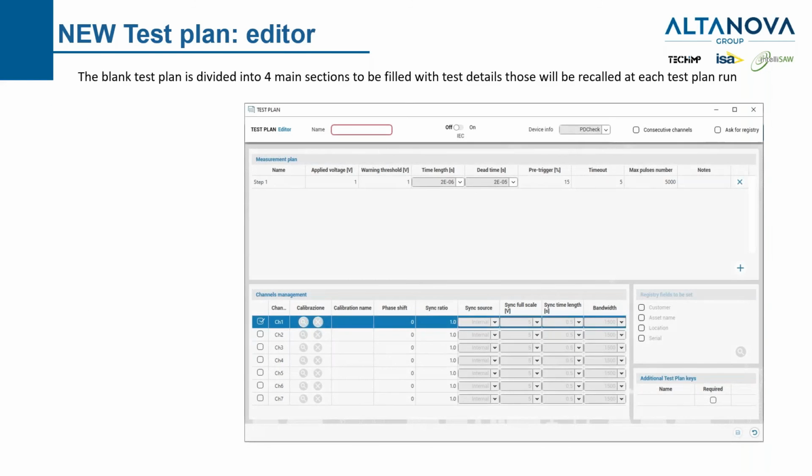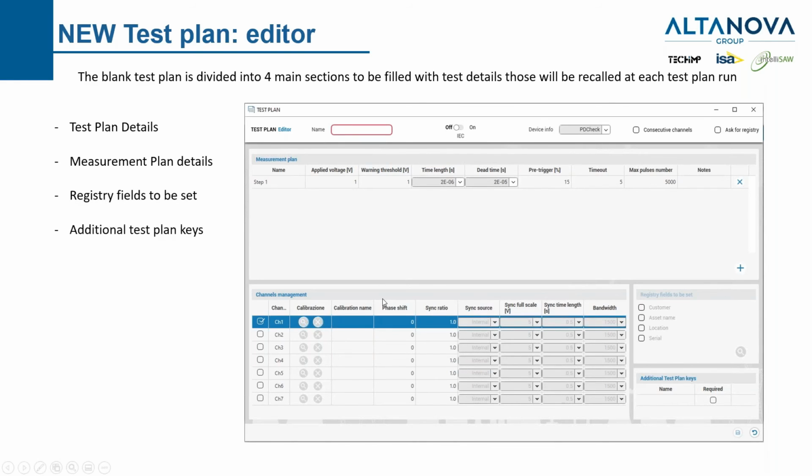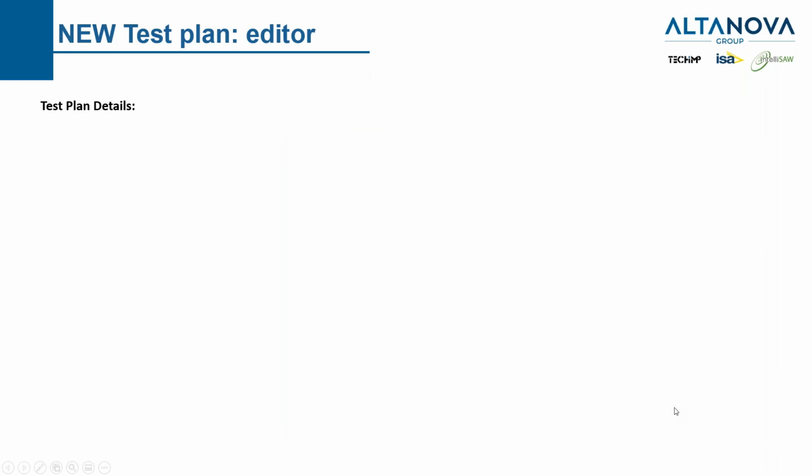Now, let's take a look at what we can do with the test plan. So we will have the test plan editor, where we can really create the test plan. We'll have first the test plan details on top, then the measurement plan details, and the registry fields, those we will have to set, and additional test plan keys if you want.